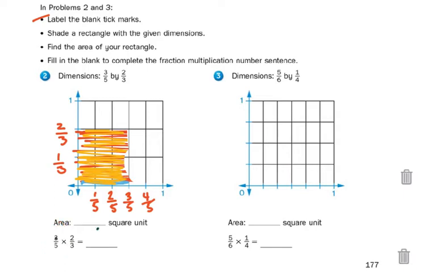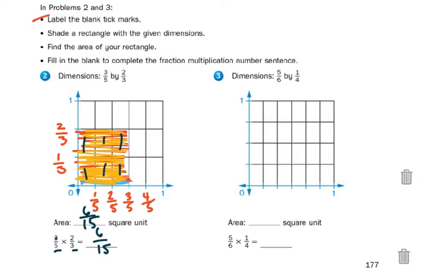Well, 3 times 2 is 6. 5 times 3 is 15. There are 1, 2, 3, 4, 5, 6. And there's 15 rectangles in all. So 6/15 is shaded. And the last problem, 5/6 by 1/4.